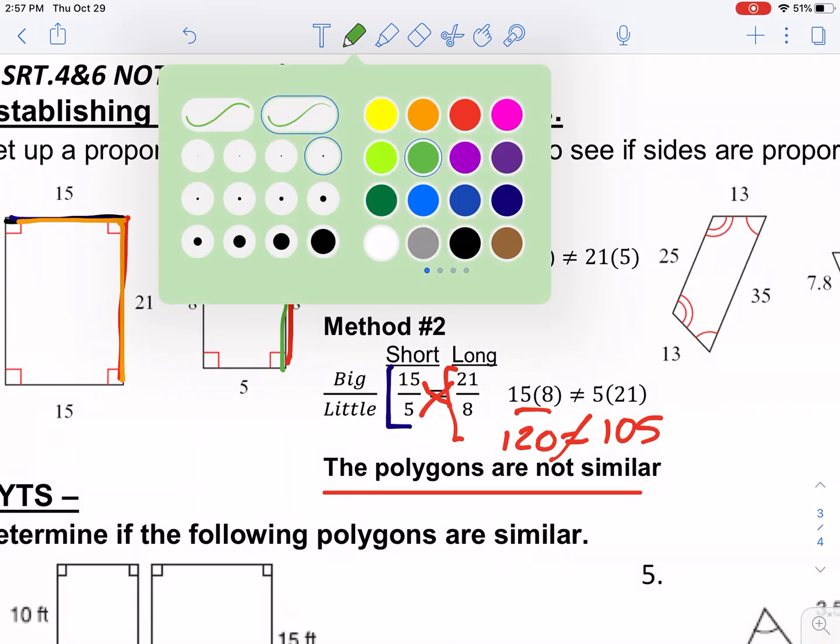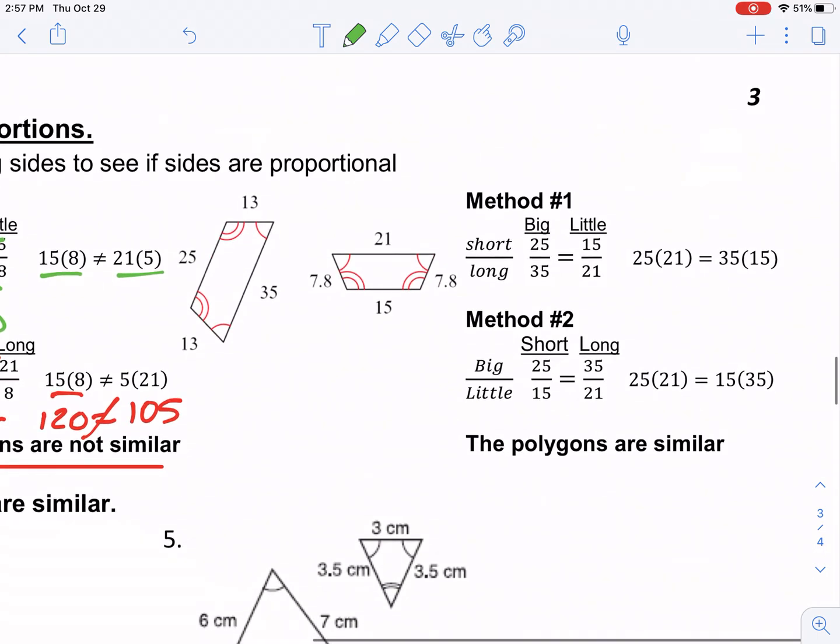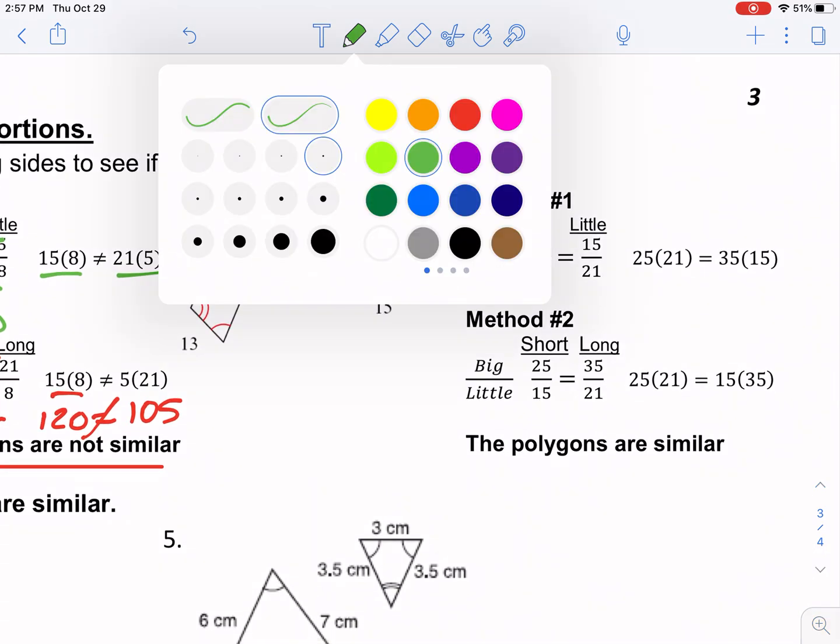That ratio should be the same as 5 over 8, but we're still going to end up in the same situation where they're not similar. 15 times 8 was our 120, and 21 times 5 was our 105. Okay, so either way, usually I do method 2. So I'm going to focus on method 2 on this example here.